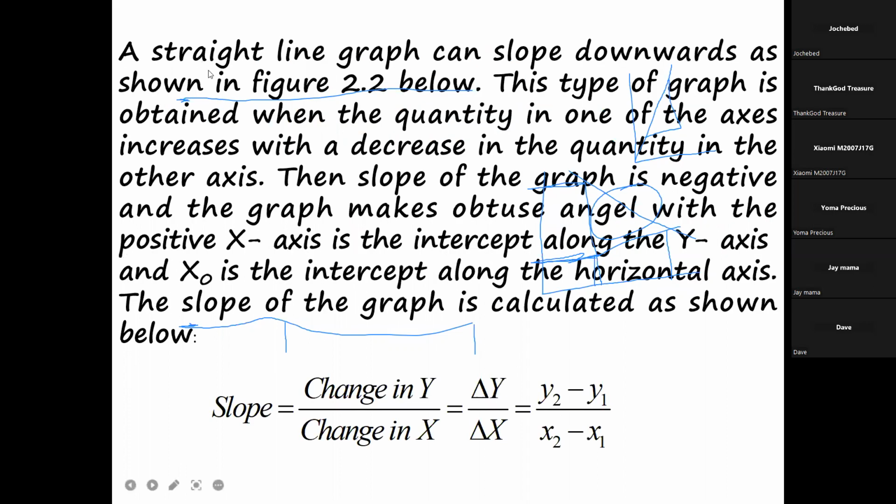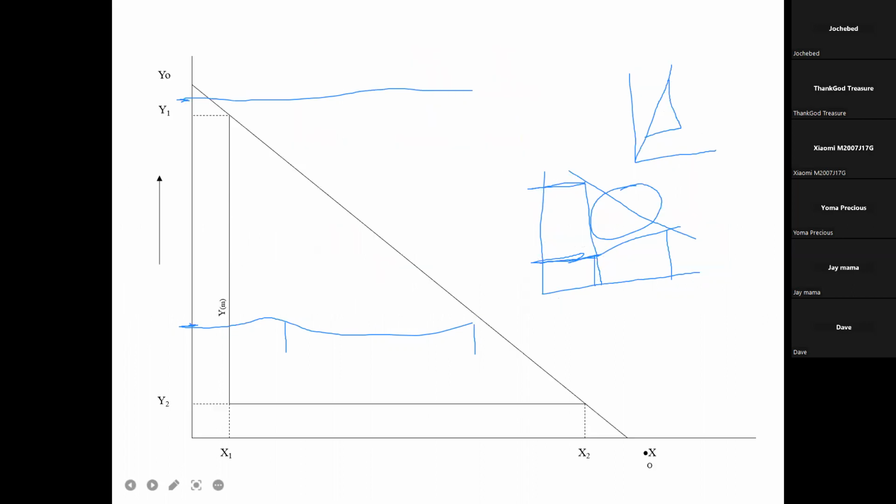So we have a straight line graph that can slope downwards, as shown in figure 2.2 below. This type of graph is obtained when the quantity on one of the axes increases with a decrease in the quantity on the other axis. This is what it means here. This type of graph is a negative linear graph.